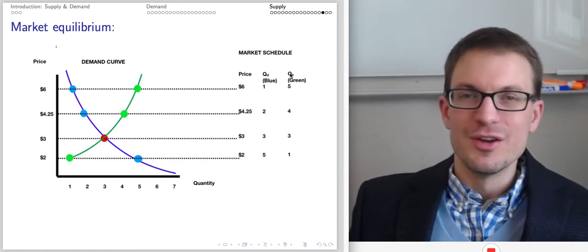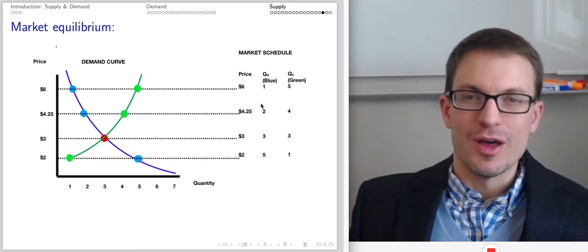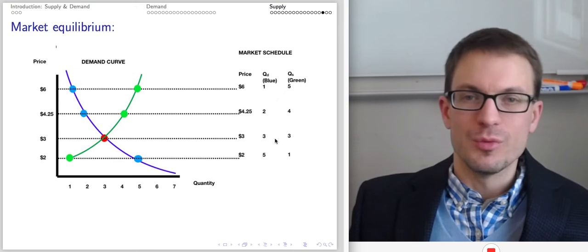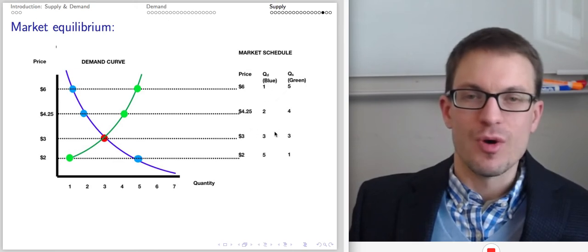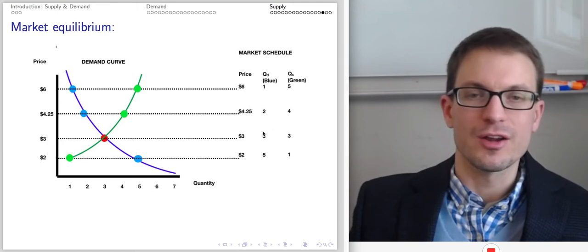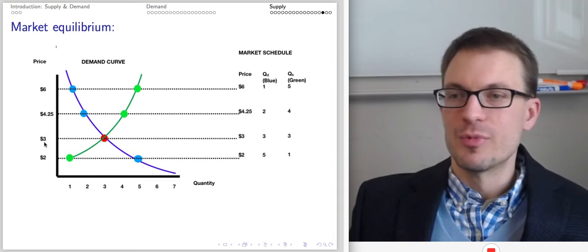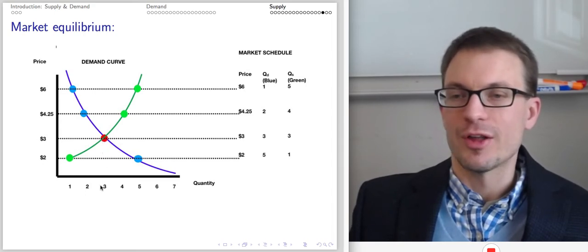Okay, so here's our market schedule. We have the quantity demanded in blue. We have our quantity supplied in green. And we'll see, our equilibrium is where the quantity supplied equals the quantity demanded. So our equilibrium price is $3 and our equilibrium quantity is 3. Let's find this on the graph. Our equilibrium price is $3. Our equilibrium quantity is 3.